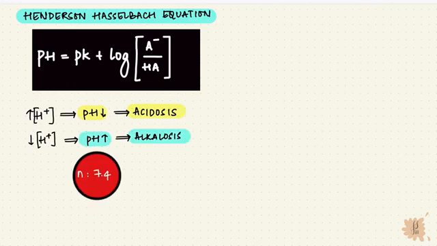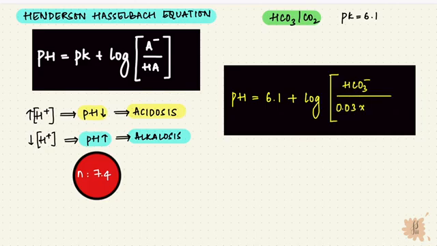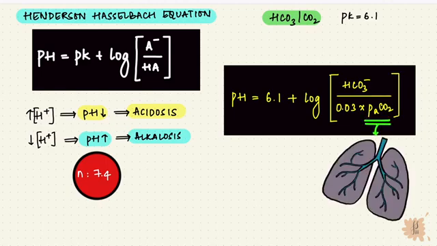The most important buffer pair is the bicarb carbon dioxide pair. They have a pK of 6.1, so the pH is equal to 6.1 plus the log of the bicarb concentration over 0.03 times the partial pressure of arterial carbon dioxide. This carbon dioxide level is what the lungs regulate.